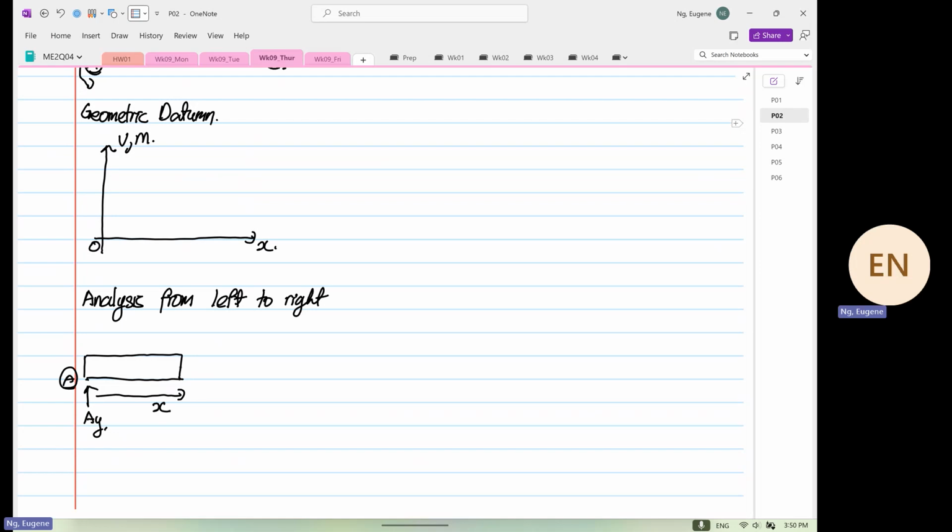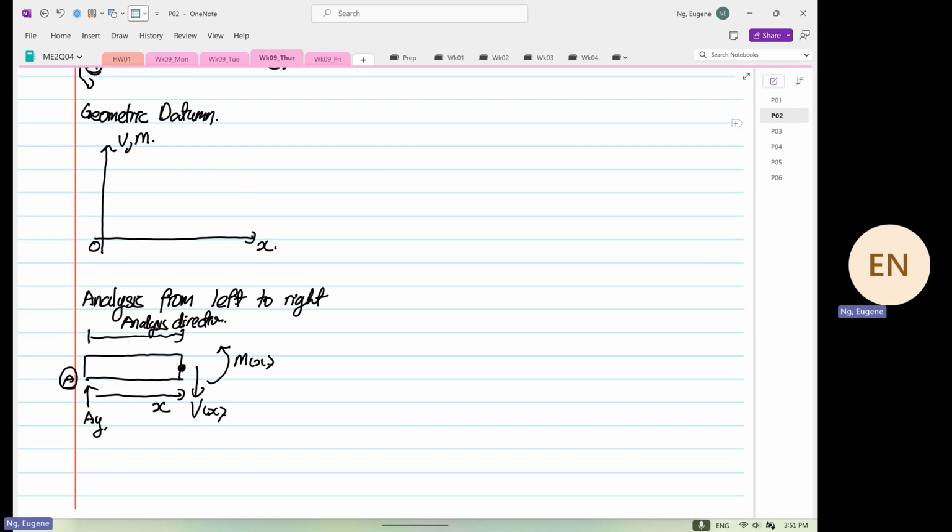Now at a certain distance X, at this point over here, V will be going up or down? Up or down? One say up, one say down, the rest don't say anything. Up or down? So this is when you carry out your analysis direction. This is your analysis direction.